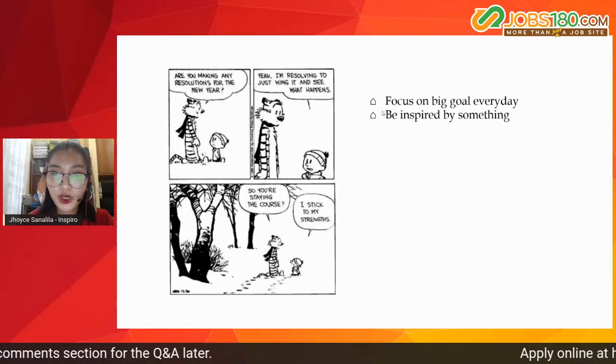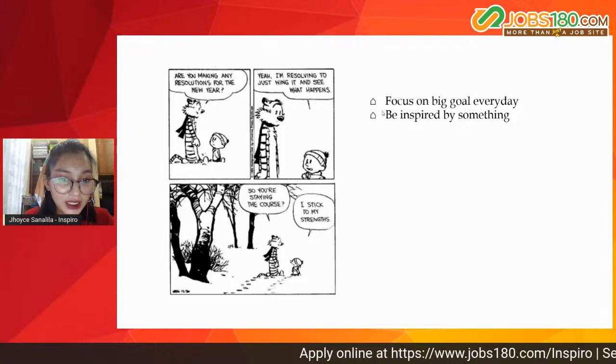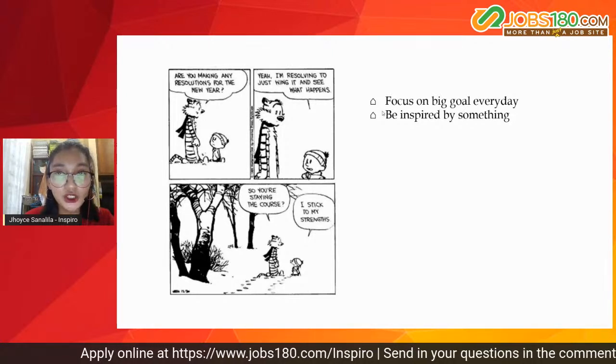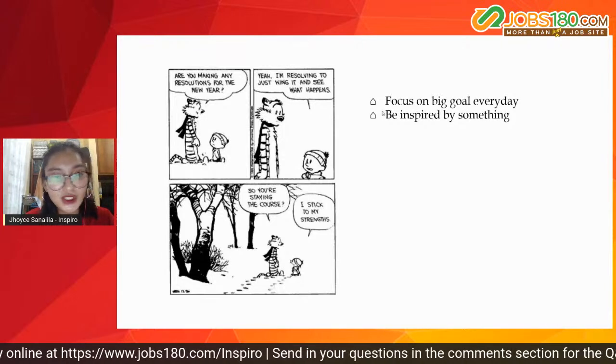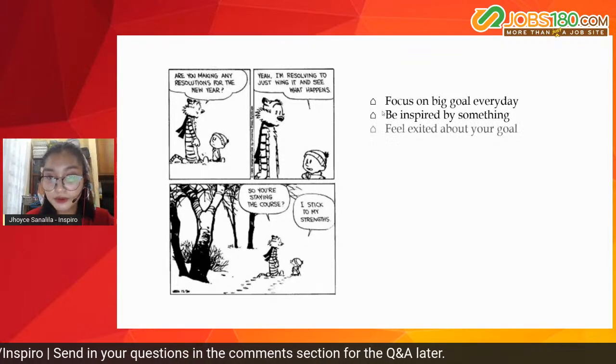Next, be inspired by something. All of us can find something to be inspired by in life. Think of that one big goal you're trying to accomplish. You can find stories of people who've successfully accomplished the goal you're trying to achieve.